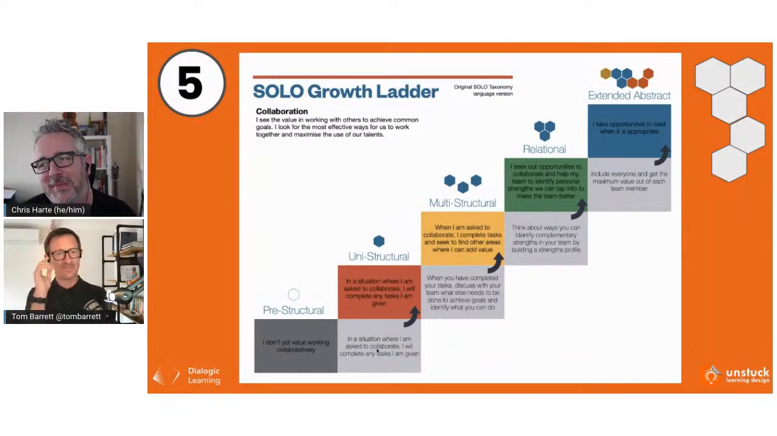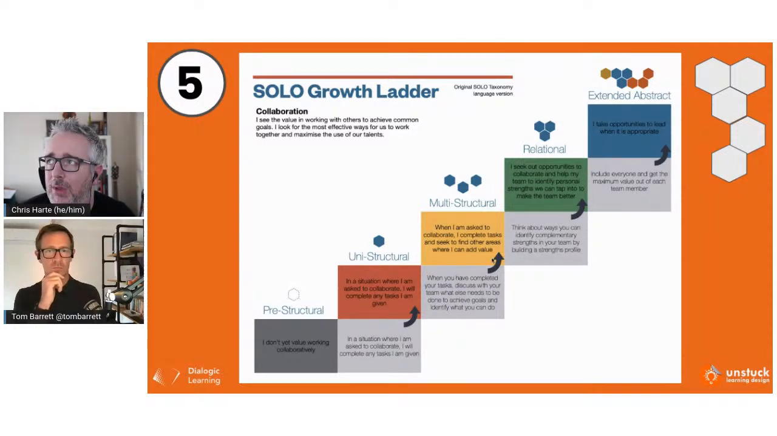The idea is that we can help kids by giving them a suggestion to move on to the next level. So as you go up this ladder, each of these gray blocks with the arrows says: if you see yourself at uni-structural, here's one thing that you could do to help you to move up to multi-structural. And there are 3 different ways I use growth ladders.